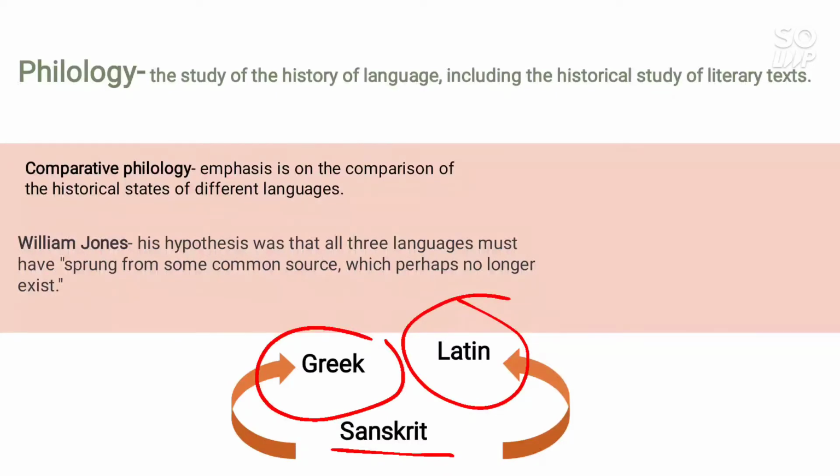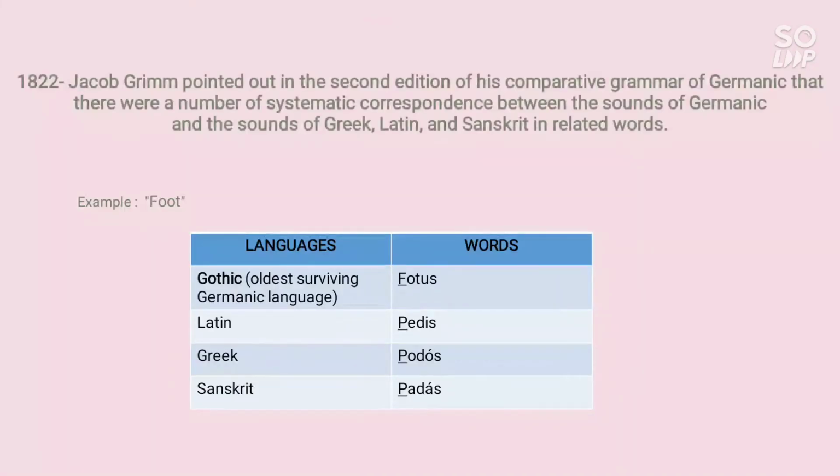It is also during this time that a number of texts and glossaries of the older Germanic languages had been published. Jones realized that Germanic as well as Old Persian and perhaps Celtic had evolved from the same common source. The next remarkable happening was in 1822. A German scholar, Jacob Grimm, pointed out that there were a number of systematic correspondences between the sounds of Germanic and the sounds of Latin, Greek, and Sanskrit in related words.